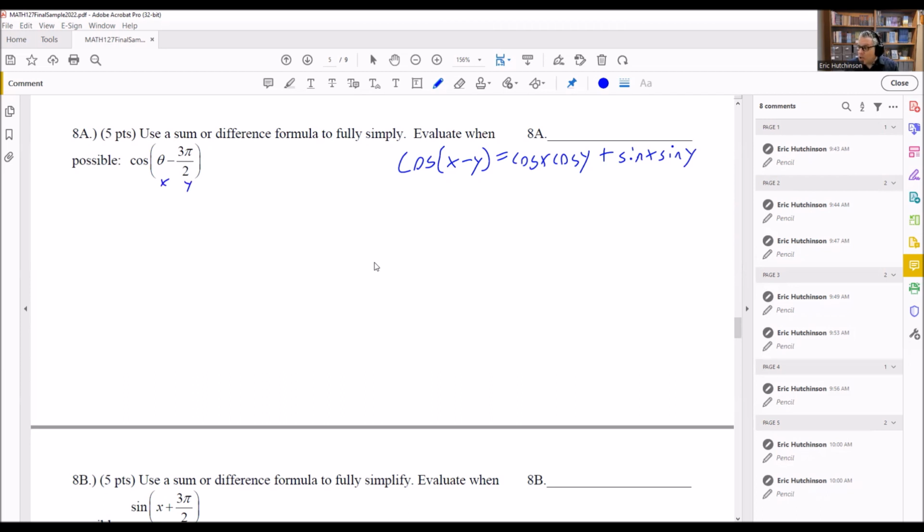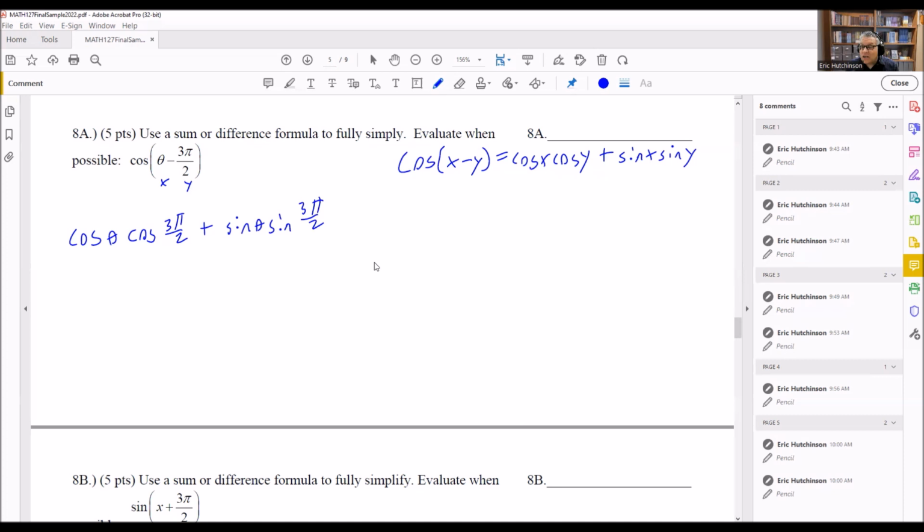So I'm just going to work with the right-hand side here of this formula. So that's going to be cosine theta in this case, because we said our x is theta. And then we have cosine of the y. Now the y is just the 3 pi over 2. We're not including the negative with it, just 3 pi over 2. And we have plus sine x sine y. So we're going to do sine theta sine 3 pi over 2. Okay, so we're just filling in the formula with both of those.